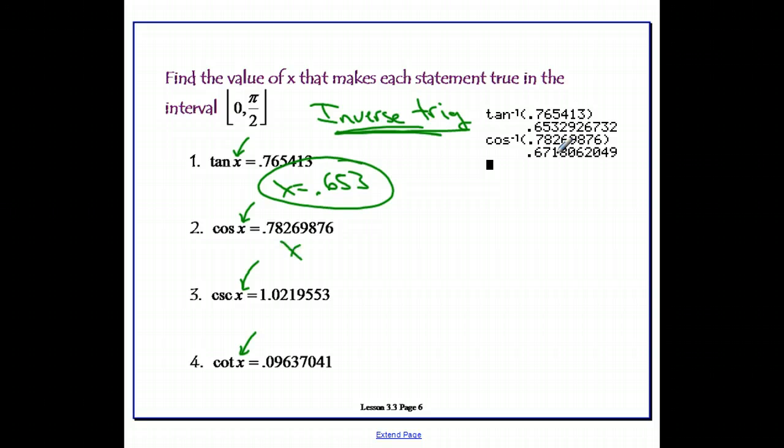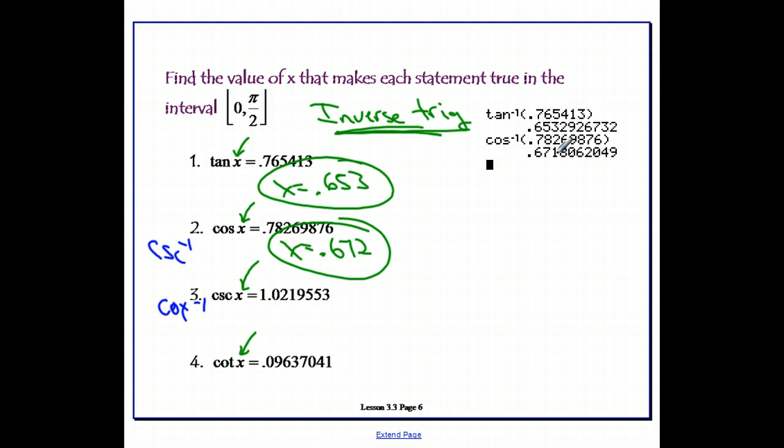And here, x equals 0.672. Okay, hopefully you're enjoying this. Hopefully you're thinking, wow, this is pretty darn easy. And then we get to these here, the cosecant and the cotangent. We're going to need inverse functions, but we do not have on your calculator a cosecant inverse button. You don't have a cotangent inverse button.